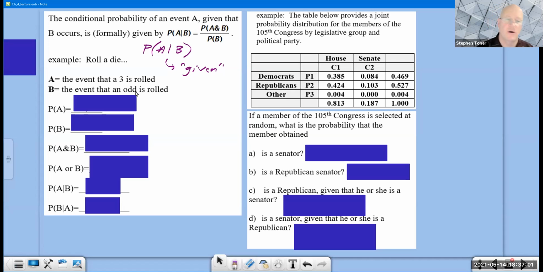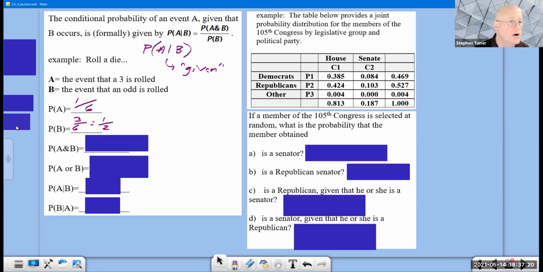Now, we've already done parts of this already. It's only the bottom 2 parts that are new. So probability of A, probability of rolling a 3, you know that that is 1 out of the 6 outcomes, and there's our answer, 1 out of 6. Probability of rolling an odd, a 1, 3, or 5. We know that that is 3 of our 6 outcomes, which reduces to 1/2. A and B says find the overlap of being a 3 and being an odd, which is just being a 3, and that probability is 1 out of 6.